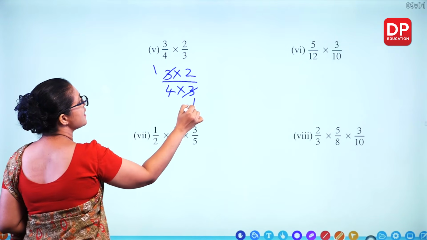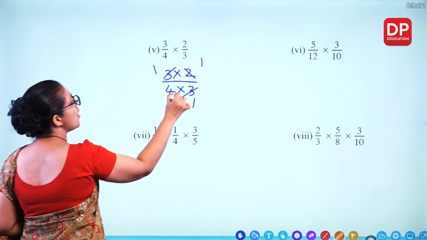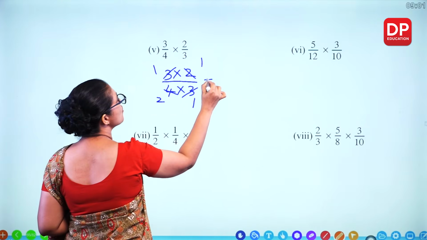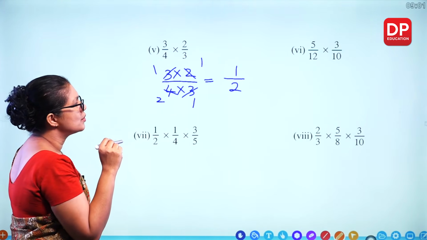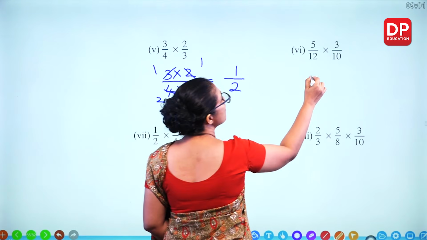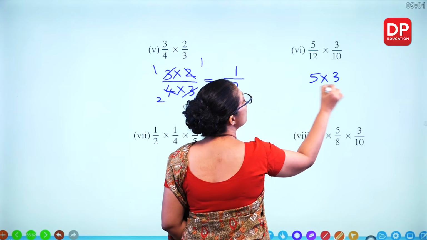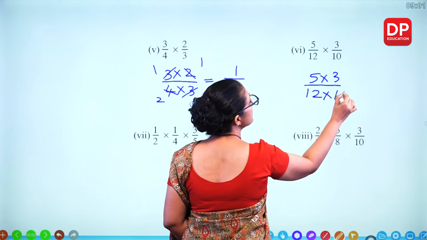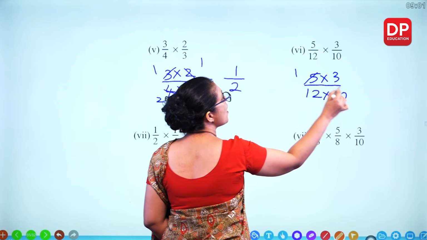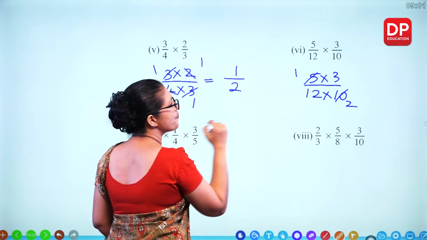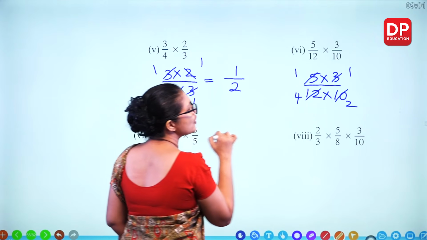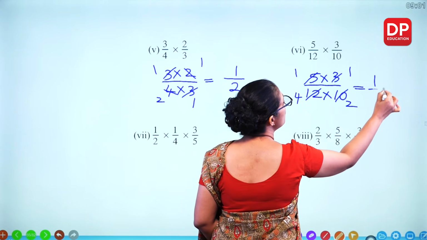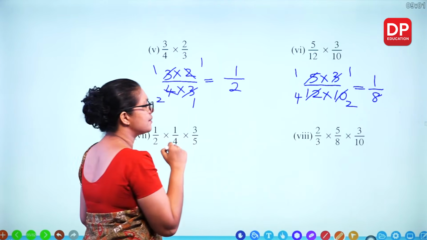3 and 3 get cancelled out. 2 times 1, 2 times 2. So you get 1 over 2. 5 times 3 over 12 times 10. 5 times 1 and 5 times 2. 3 times 1 and 3 times 4. So what you get? 1 over 8.